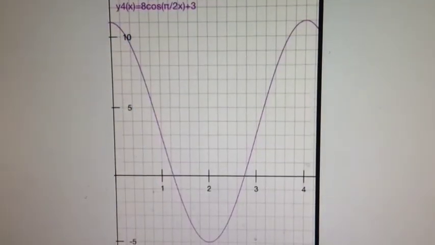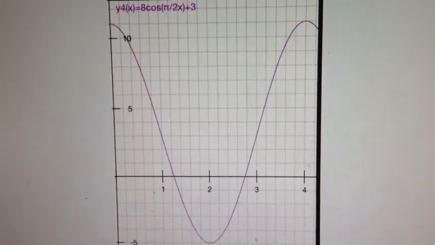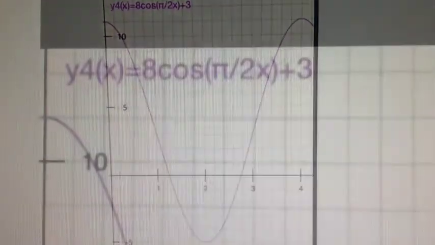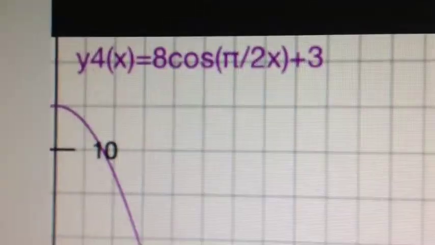Here's the fourth graph of my project. This graph actually has nothing to do with the Bay of Fundy or the Bristol Channel. Here's the close-up of the equation.